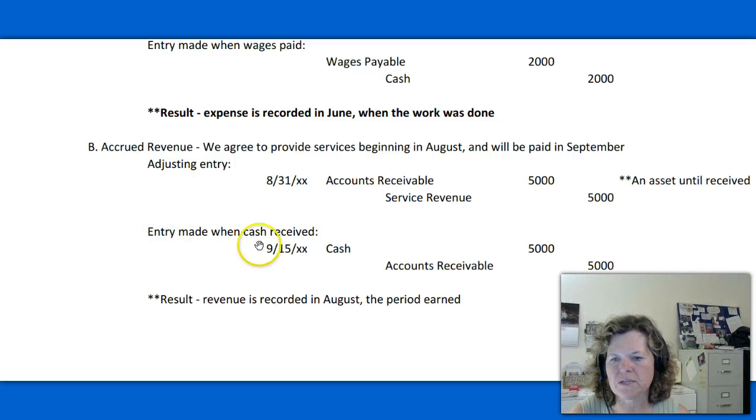Subsequently, when the cash is received, we're going to record this entry. So this is not an adjusting entry here with cash. This is the adjusting entry up here. This records the revenue on our books. This simply records when the cash is received. We debit cash, $5,000, and we credit accounts receivable. Because again, we can zero out this accounts receivable now because we have now received the cash. And the result here is that revenue is recorded in August, which is the period earned.